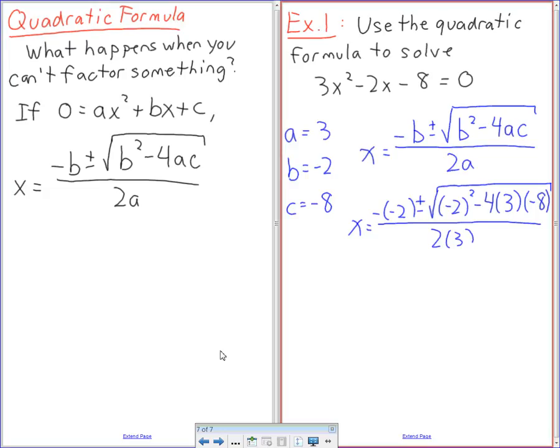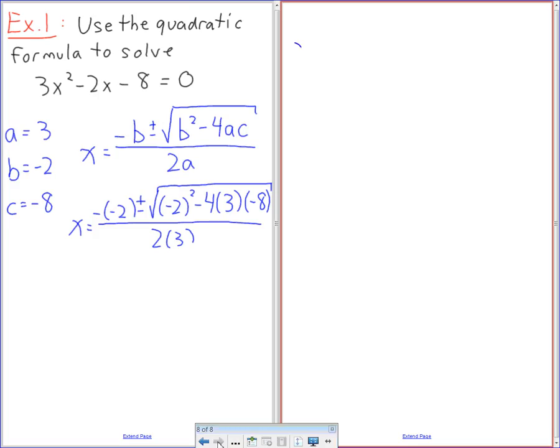Emily, what is negative 2 equal to, please? Yeah, well, it's 4. So this is going to change to 2 to here, plus or minus square root of 4. Now, calculator time. Negative 4 times 3 times negative 8 is going to be what? Wait. Whoa, no, what? Slow down. Oh, never mind. Okay, stop, guys.